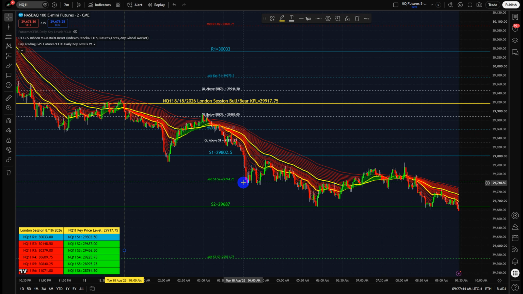Then we get a further move down to the 1.5 level for the London session, mid S1, S2. And then finally we get a hit of the S2 level. So again, 2-level move, bull bear KPL for the London session down to S2. Then we get sort of a bounce above here, but then we get a move back down to S2.